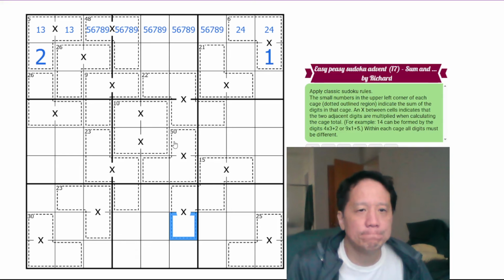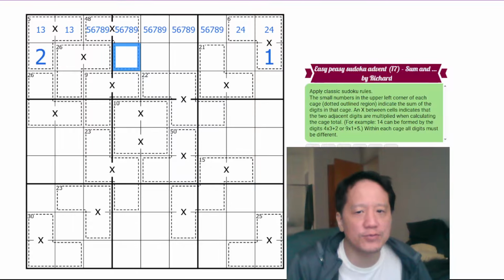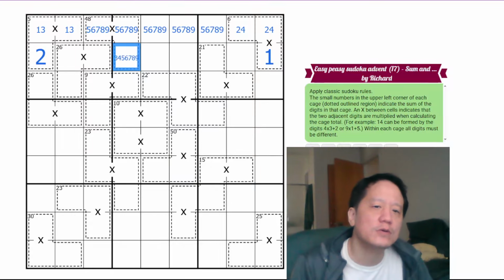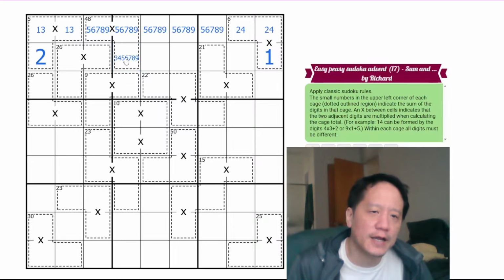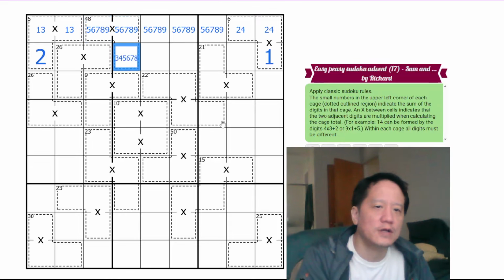This product must add up with another digit to add up to 48. A digit can only be 3 through 9 here. If you have 9, that's 39, but that cannot be a product of 2 digits, so that doesn't work. 48 minus 8 is 40, which could be 5 times 8, but then you'd have a repeat in the cage, so this cannot be 8.